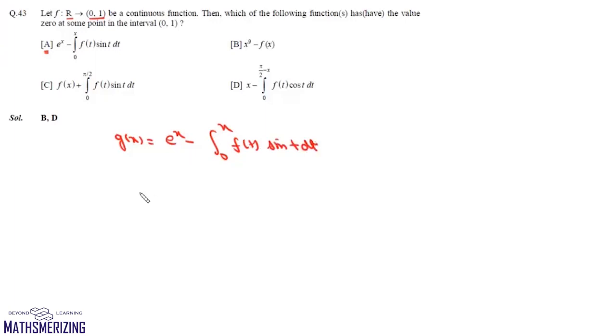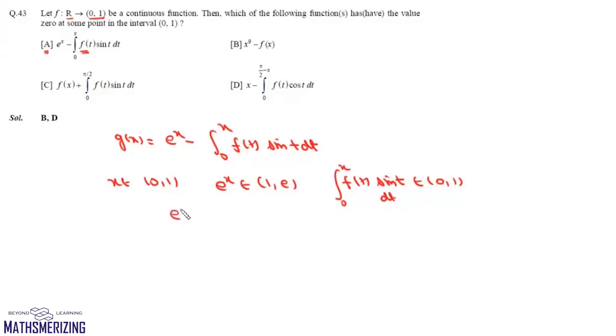Now we know that when x belongs to (0, 1), e^x will lie between 1 and e, and f(t) sin t will lie between 0 and 1. As the value of this function lies between 0 and 1, and the value of sin x also lies between 0 and 1, this integral from 0 to x of f(t) sin t dt will also lie between 0 and 1. Now clearly e^x will be greater than the integral from 0 to x of f(t) sin t dt, and therefore this g(x) is always greater than 0, and thus it cannot be 0. So this option A is incorrect.